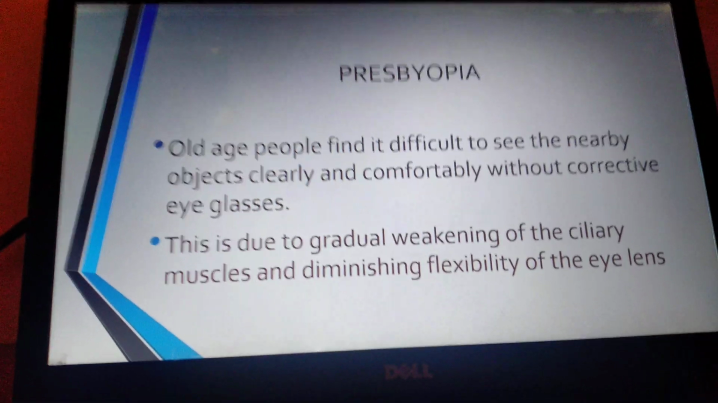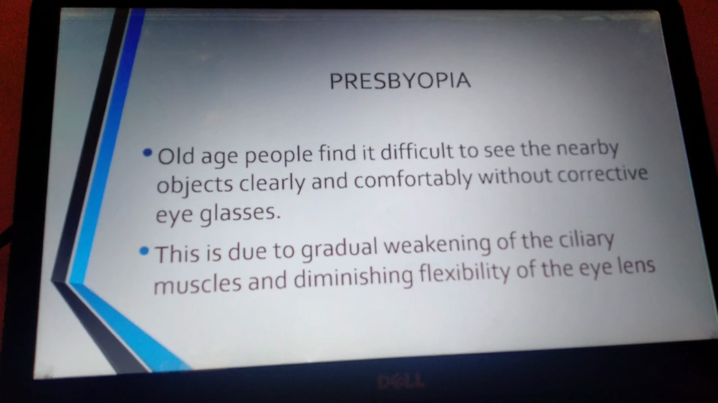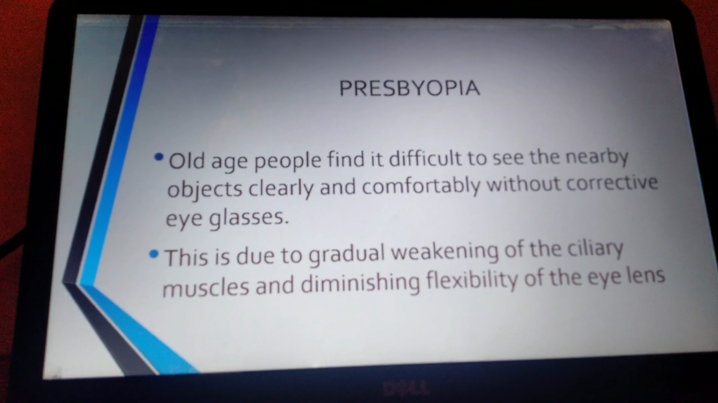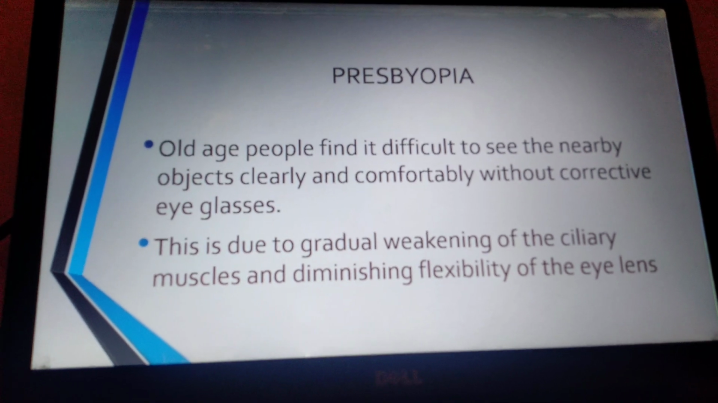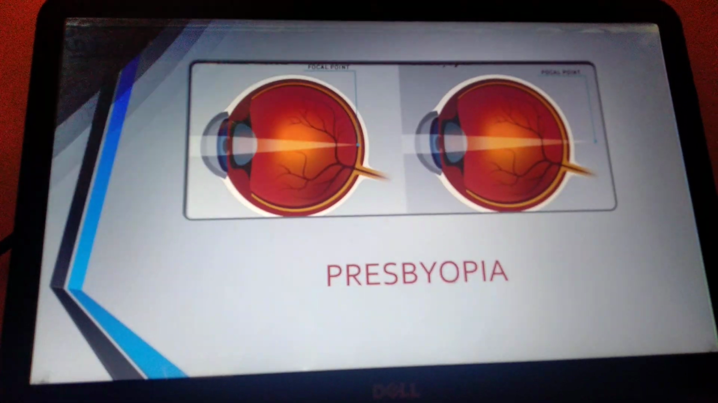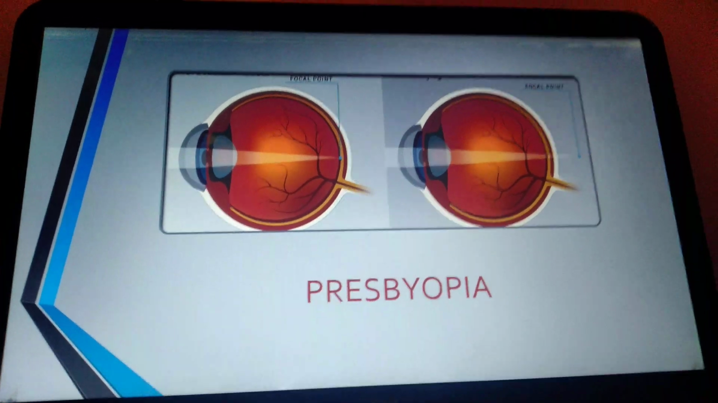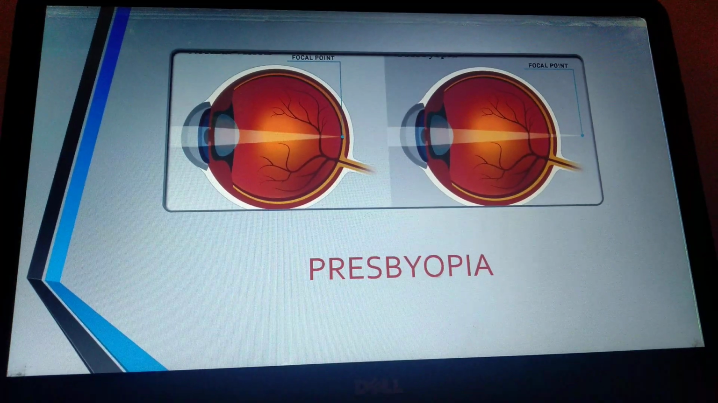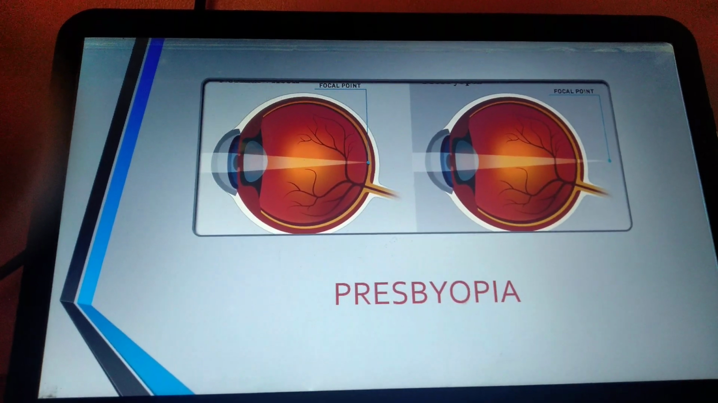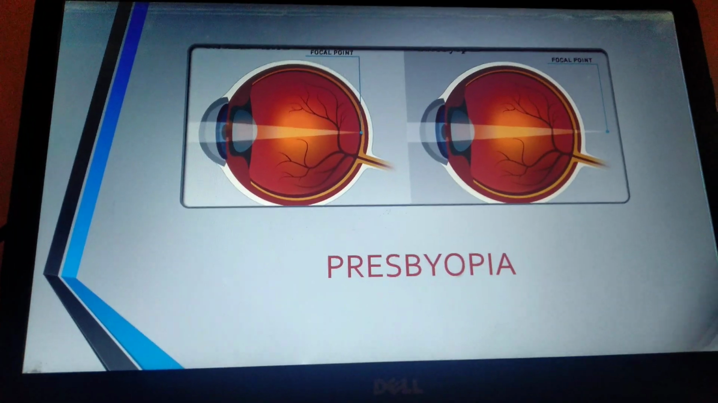Presbyopia occurs in old age people because of the gradual weakening of the ciliary muscles which control the lens and diminishing flexibility of the eyelens. So these are two reasons for which presbyopia is caused. Again, with presbyopia, they cannot see nearby objects clearly. This is the diagram that I have chosen, and this is actually not given in your NCERT, but just as extra information. Presbyopia can be corrected by using corrective eyeglasses.